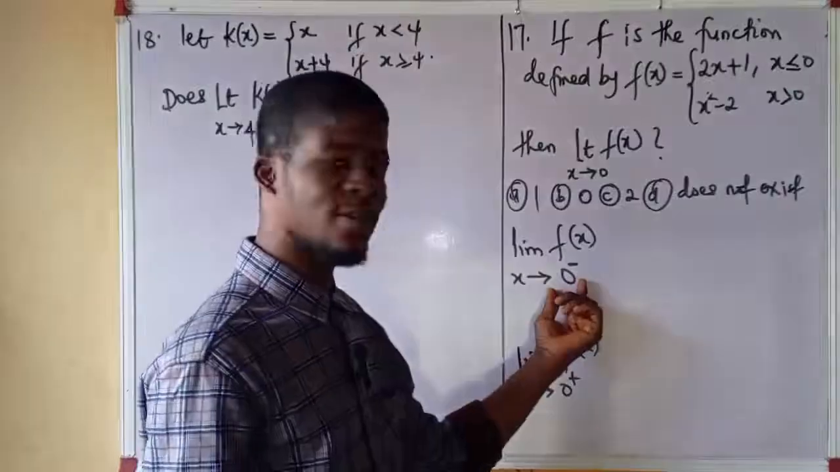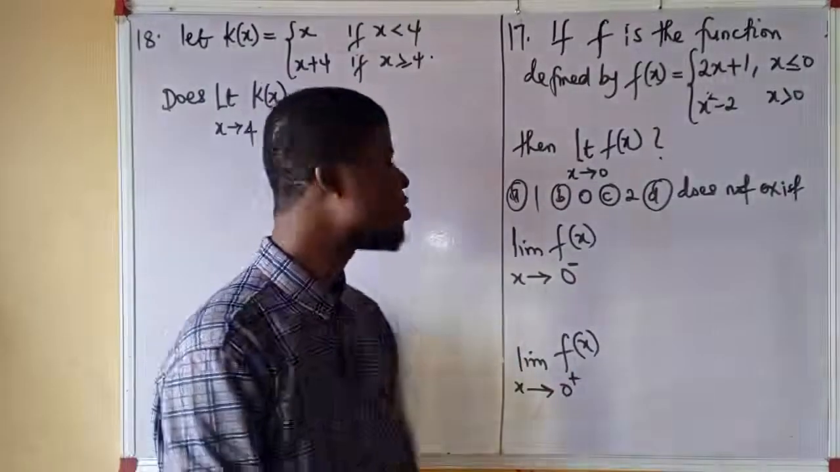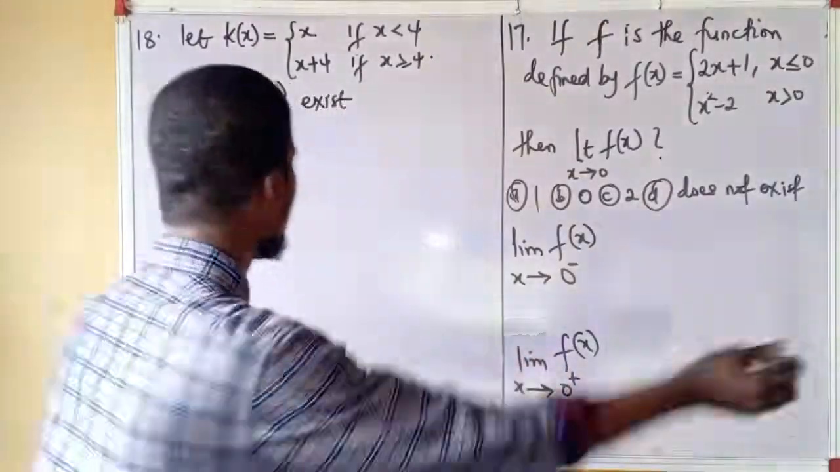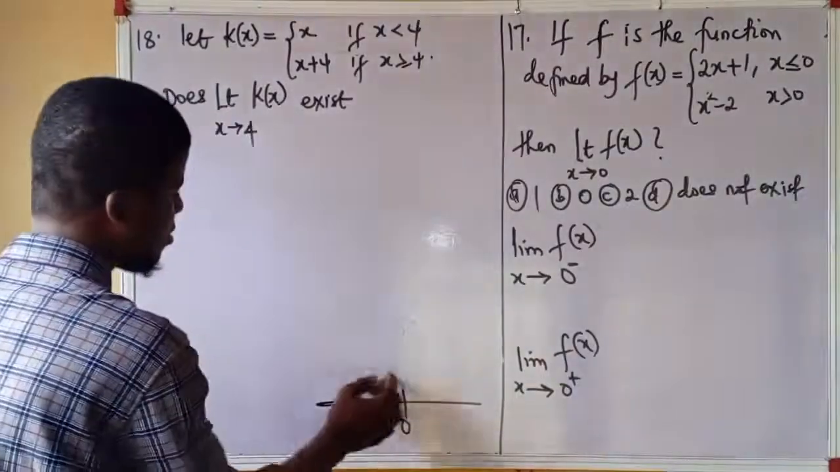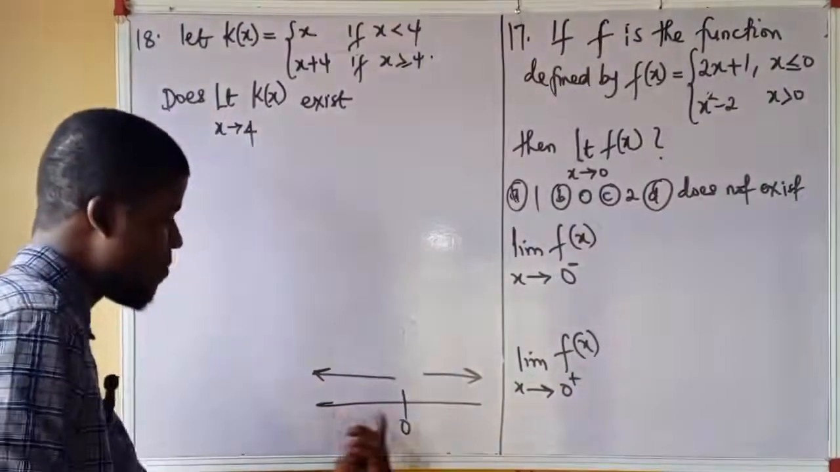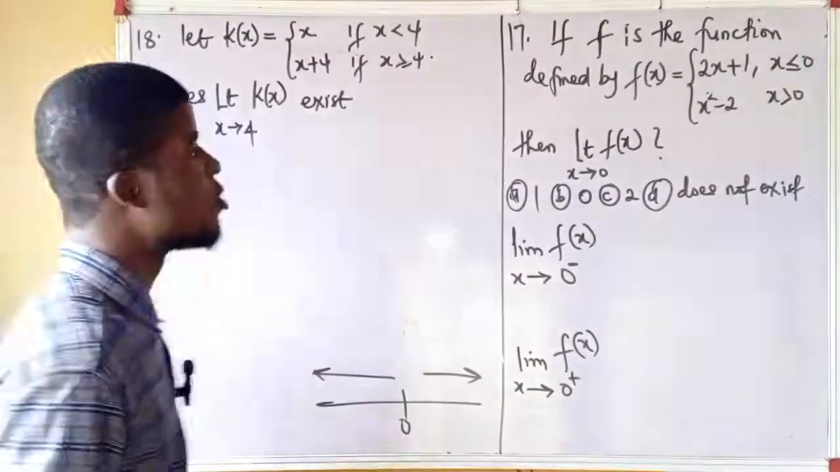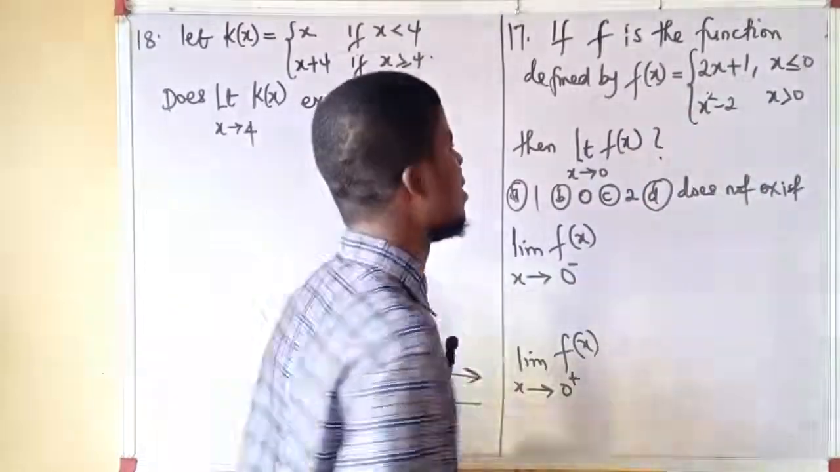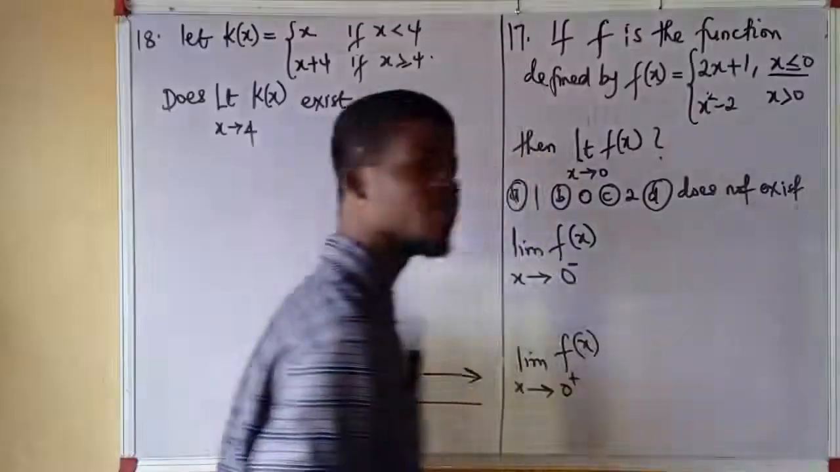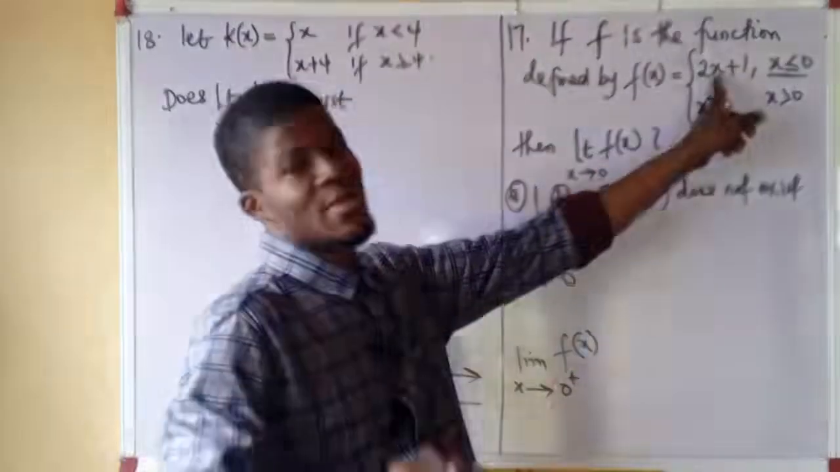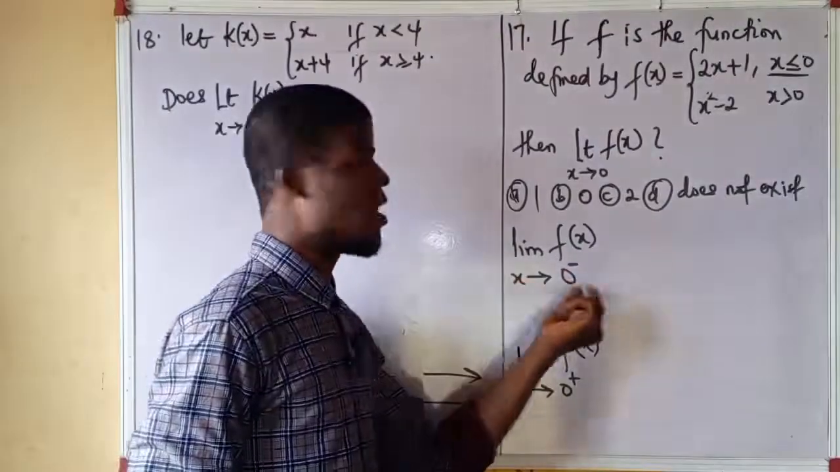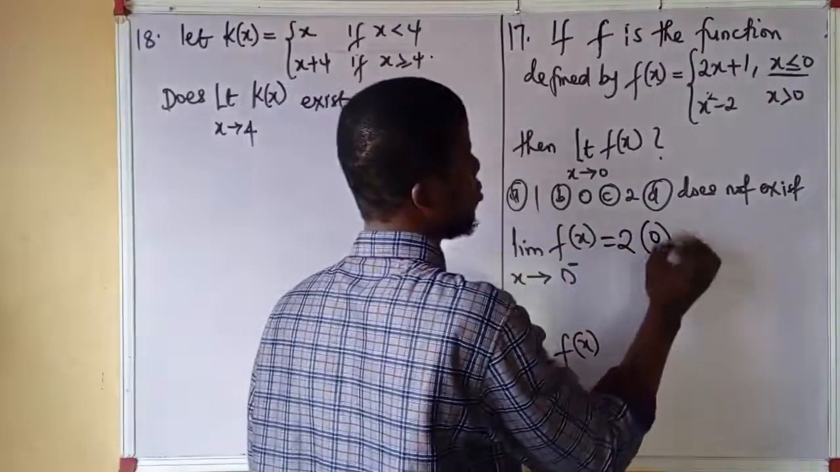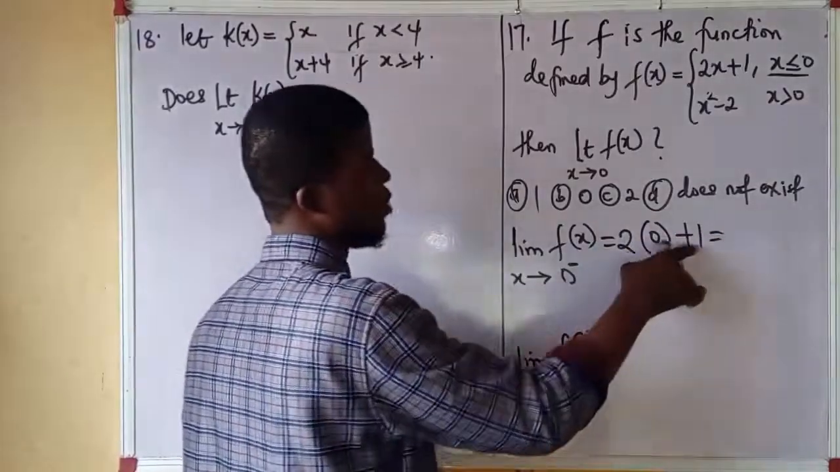How do I determine the left-hand limit? As x approaches 0 from the left, it means that we are talking about numbers less than 0. Because on the number line, this is 0. So this is to the left, and this is to the right. To the left, you have numbers that are less than 0, minus 1, minus 2, and so on. So I'm going to consider the interval that says x less than 0. In this interval, this is where I have x less than 0. So I will use this function to determine the limit of f of x as x approaches 0 from the left. Anywhere I see x, I'll put 0. That will be 2 times 0 plus 1. 2 times 0 is 0. 0 plus 1 is 1.